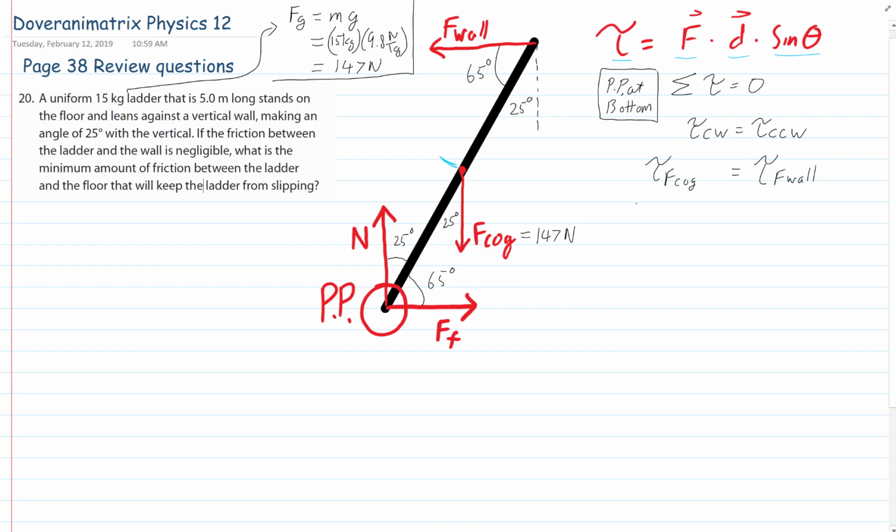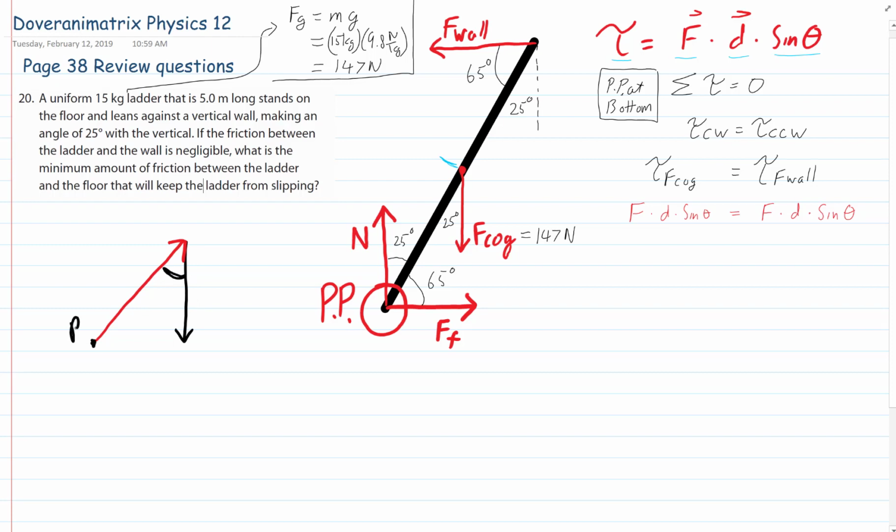So the formula is force times distance times the sine of the angle. That has to equal force times distance times the sine of the angle. Okay, let's just do a quick one for the center of gravity. So this is the radial arm, and the force of gravity is pulling down at that point. So this is the angle that we want between those two.